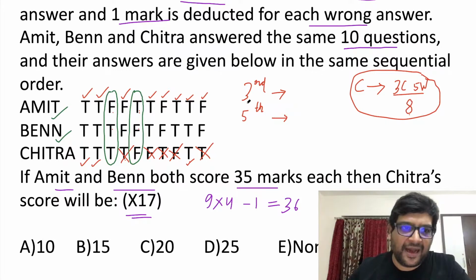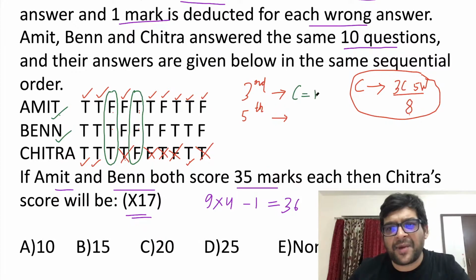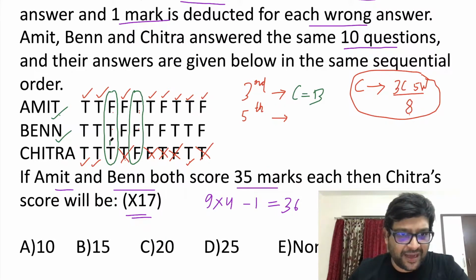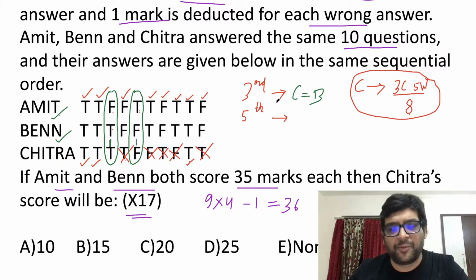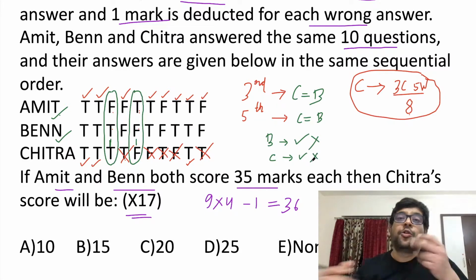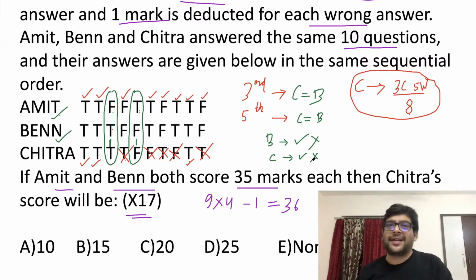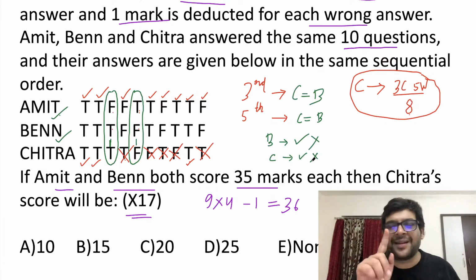See guys, I know in one of them Amit is right and in one of them Ben is right. Now for Chitra, please note Chitra is marking the same answer as Ben in both of them. So if Ben had 1 correct and 1 wrong, Chitra will also have 1 correct and 1 wrong. We don't know which one. I'm not saying third is right or fifth is wrong or anything like that. But I know that Ben had 1 correct and 1 wrong.